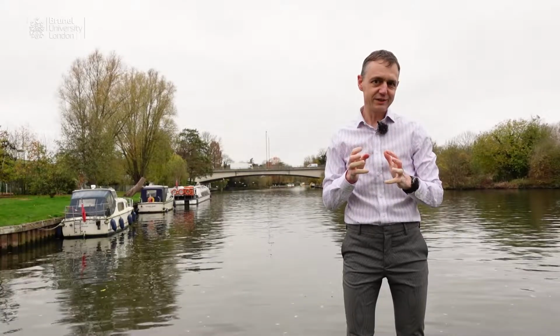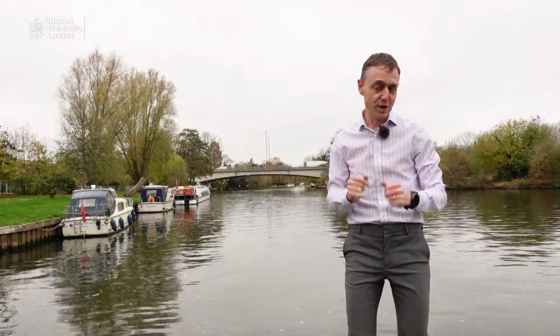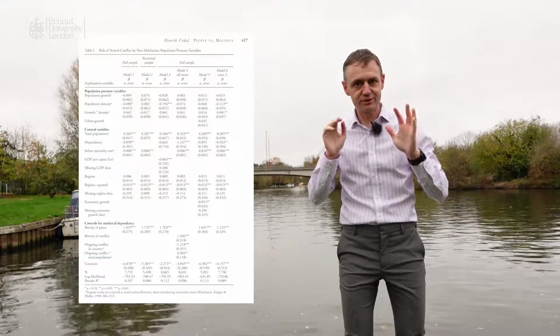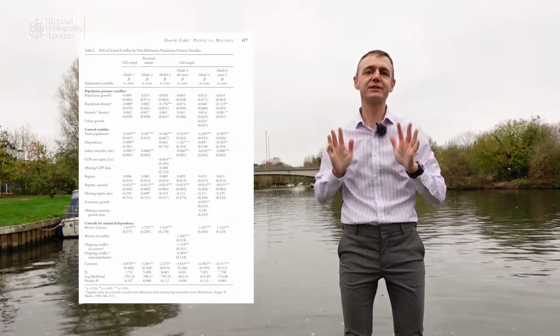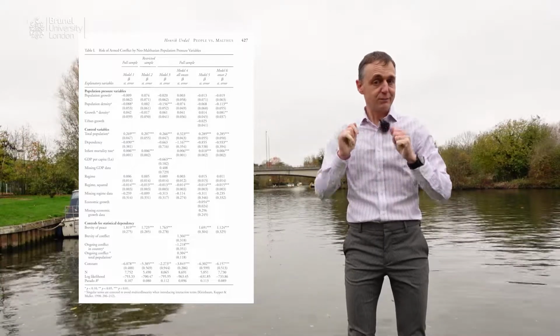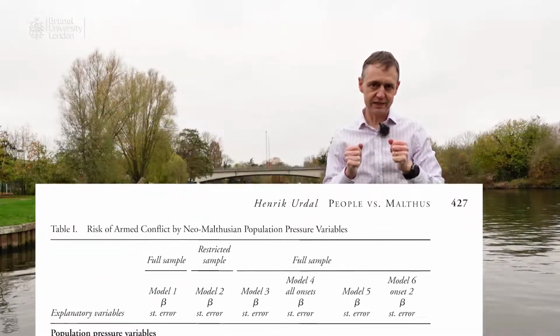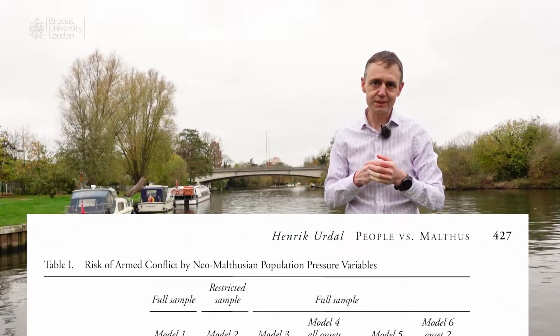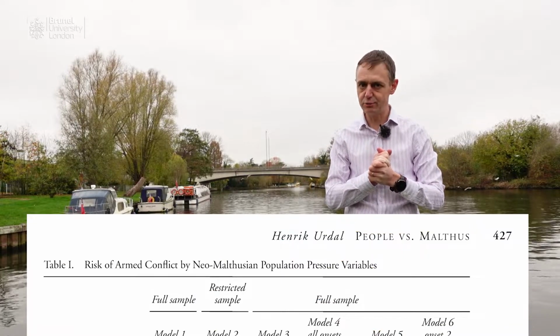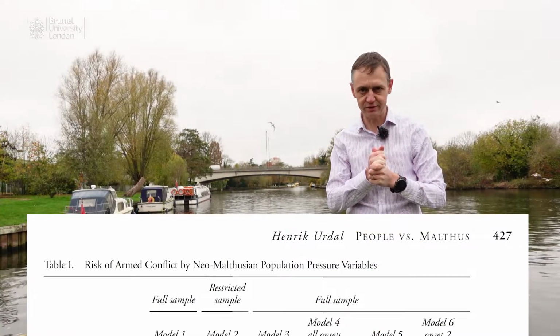Once all that's done, we can get to the results, and for that we'll cut to the regression table. But seriously, don't worry, I'm going to explain it. I'm looking here at table 1 on page 427. The title of this table is Risk of Armed Conflict by Neo-Malthusian Population Pressure Variables.